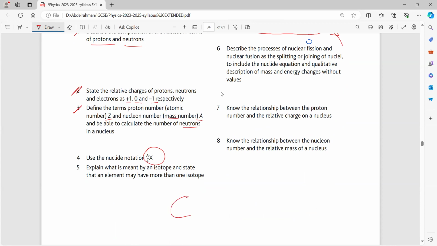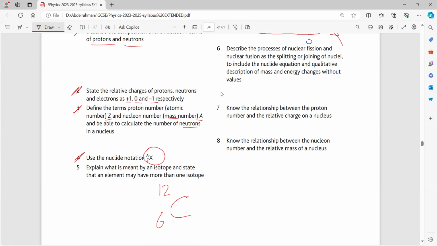For example, if I had carbon, carbon has 6 protons and 6 neutrons. So the atomic number of carbon would be 6. The nucleon number or the mass number of carbon would be 12. We must use this nuclide notation.